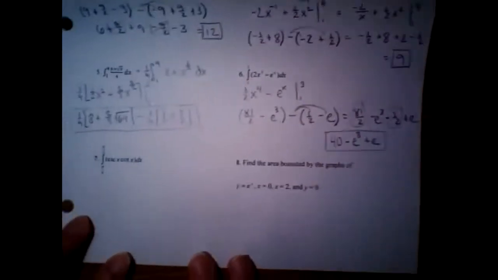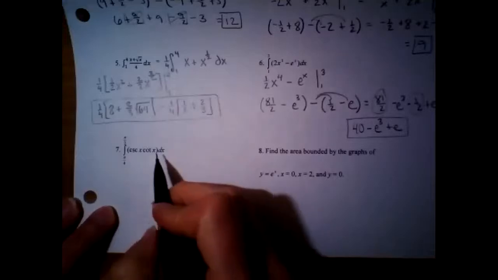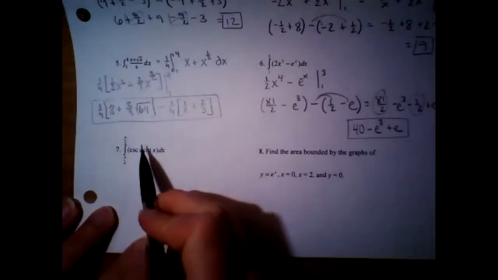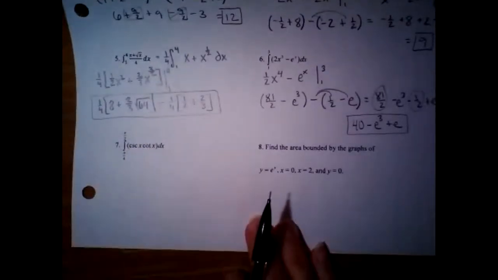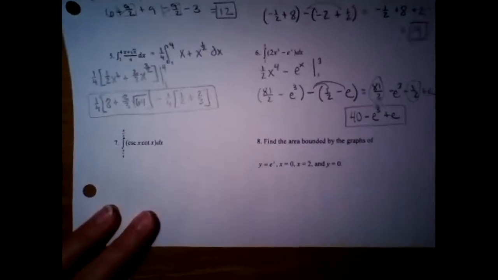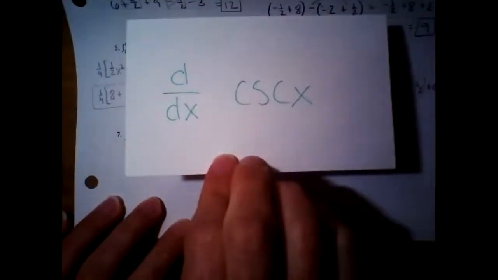All right, this next one is trig. We need to come up with a trig function that has this as its derivative. Let me grab my note cards here. All right, we need a trig function that has cosecant cotangent as its answer. So here's the one that we're looking at.